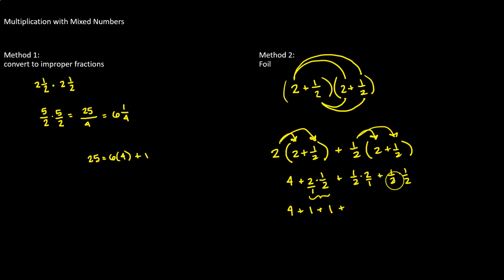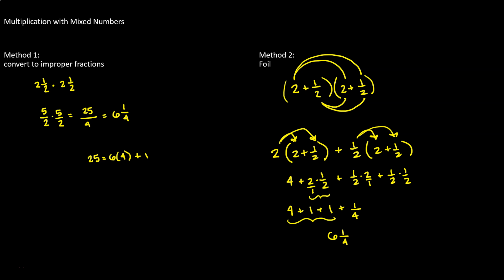And then lastly, we have 1/2 times 1/2. Multiplying across the top, we get a numerator of 1. Multiplying across the bottom, we get a denominator of 4. We can add together all of our whole number parts to find that we have 6, and then we carry down our fraction 1/4. Now, common question, which one is the better way?